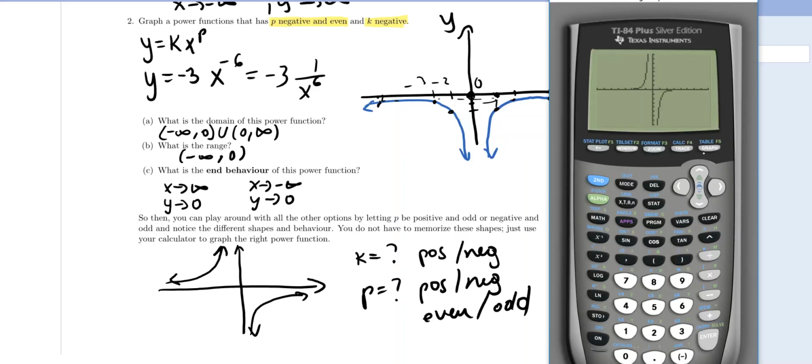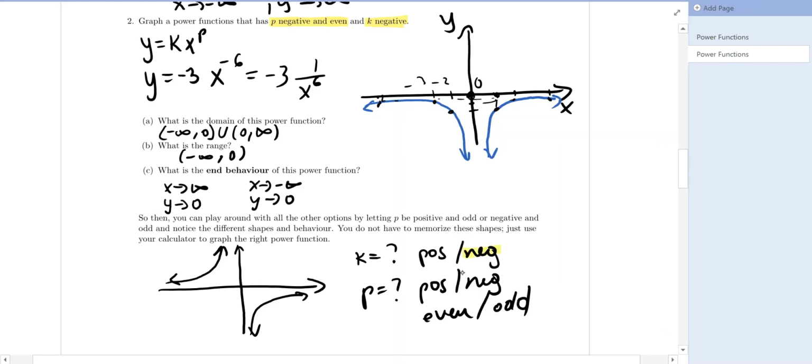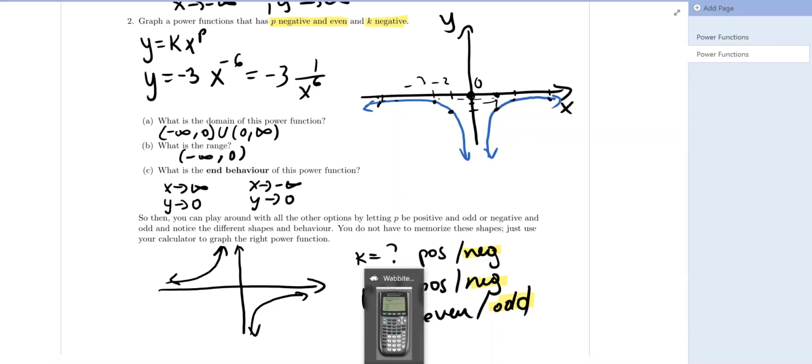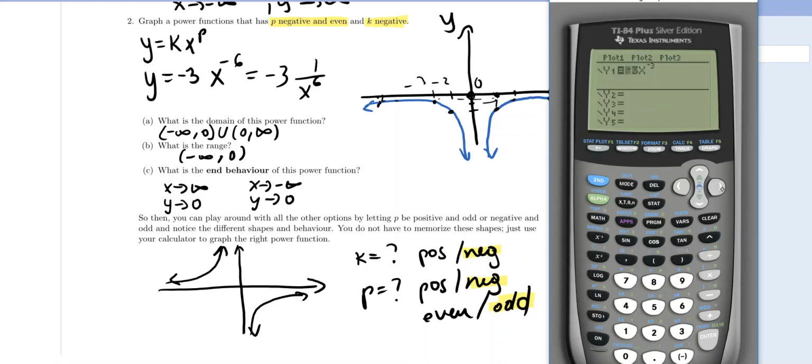So basically you go back in here, so you have your answer. K is negative and p is negative and odd. If you would have picked something else, I don't know, let's pick 5, for example, and graph it.